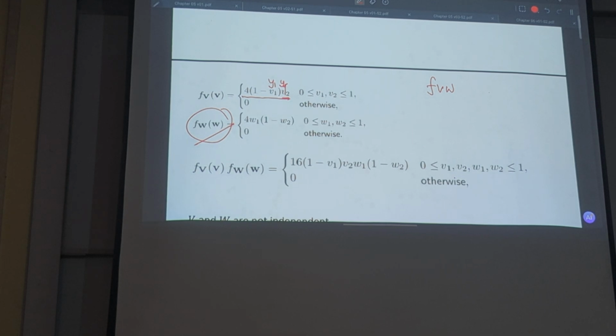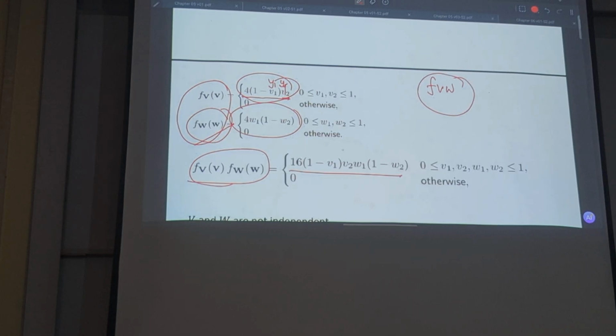To know that, what do we need to do? We need to multiply this. Multiplication of this produces this one times this one, which is this one. On the other hand, the joint PDF is what? Are they the same? No. If they are not the same, then they are not independent.